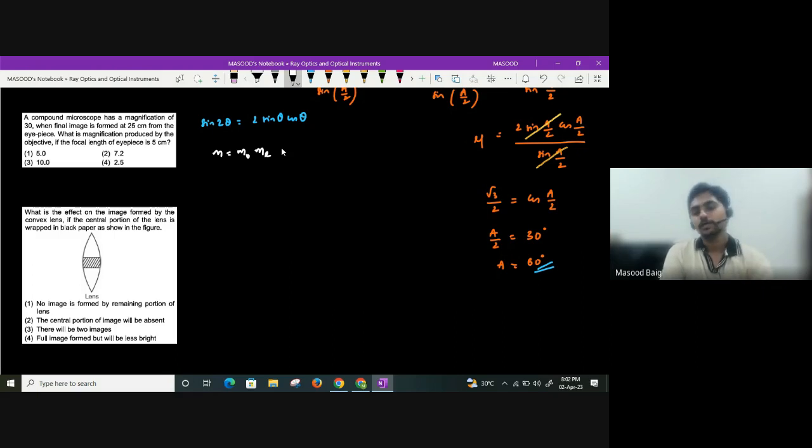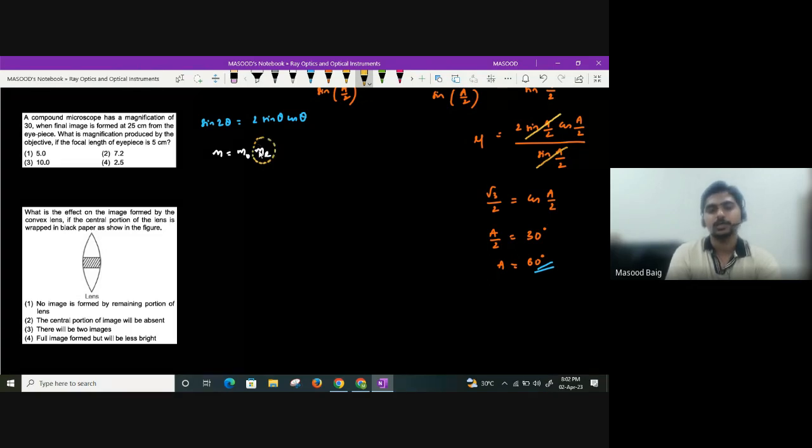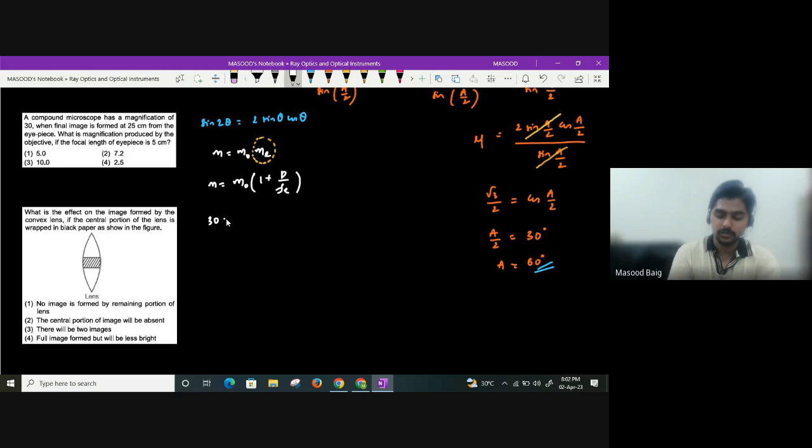What is the function of the eyepiece? Does it have the same function as a single convex lens used in a simple microscope? In the strained eye case, we get M naught into 1 plus D divided by Fe. So what is the value of M here? Total magnification M is given as 30. They're asking us to find the M naught value. 1 plus what is the D value? 25 divided by 5.